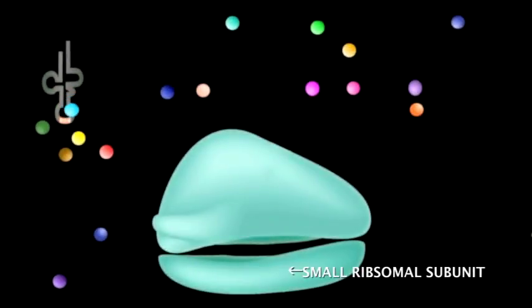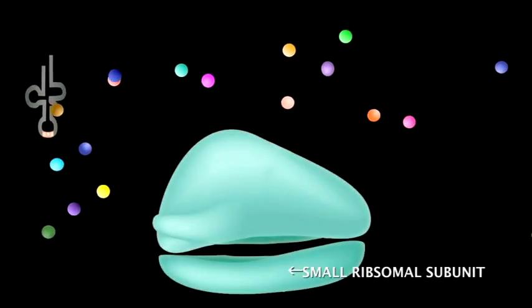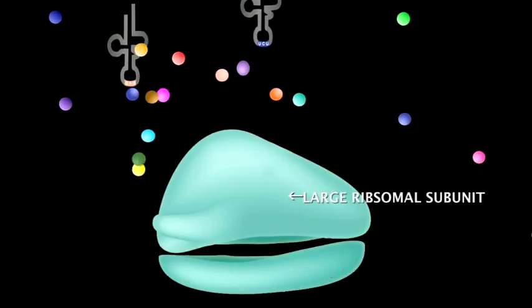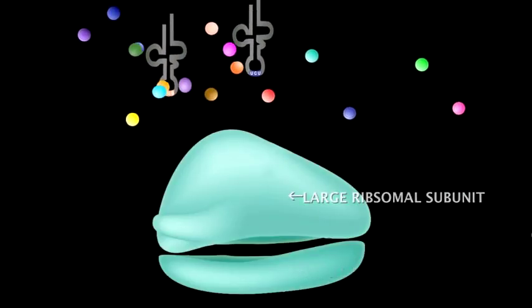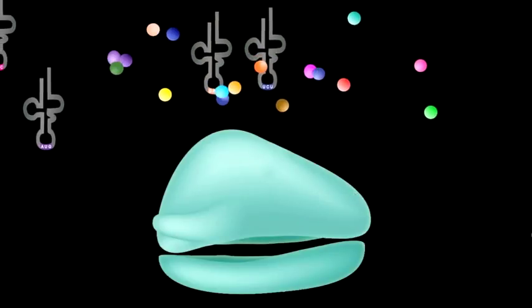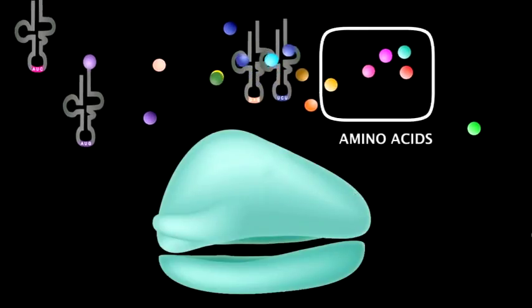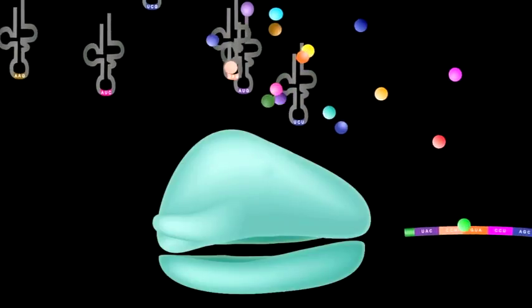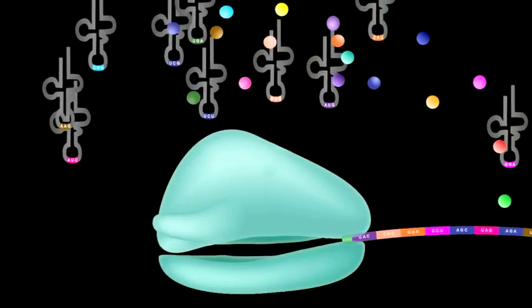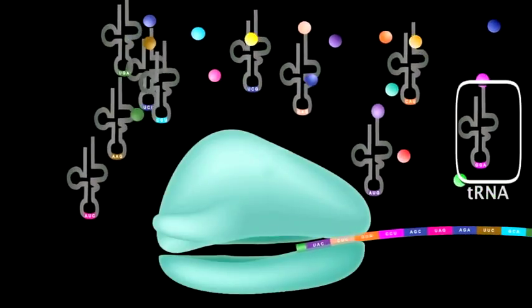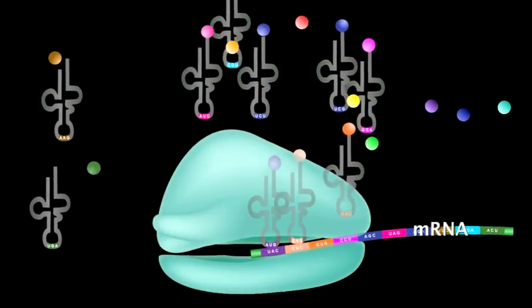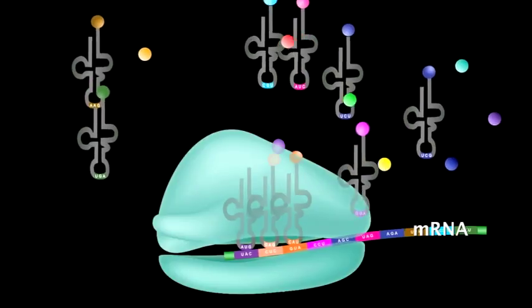Ribosomes consist of 2 major components: a small ribosomal subunit, which reads the mRNA instructions, and a large ribosomal subunit, which joins amino acids together into a protein chain. Free amino acids are dissolved in the cytosol, but when a protein is being made, each one that's needed will be picked up by a specific transfer RNA, or tRNA. The tRNAs transfer the amino acids to the mRNA on the ribosome.